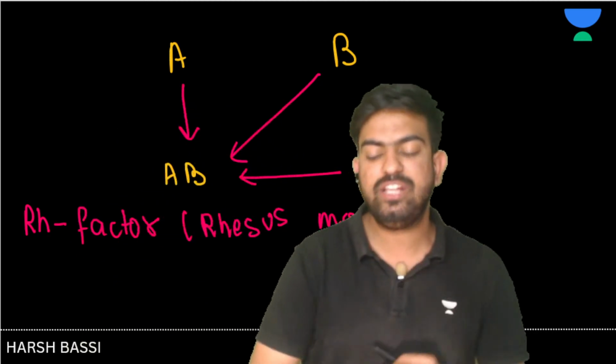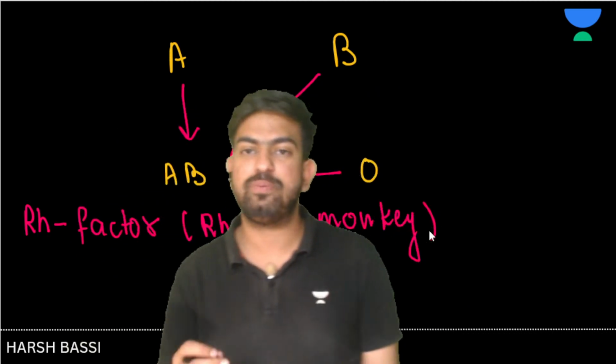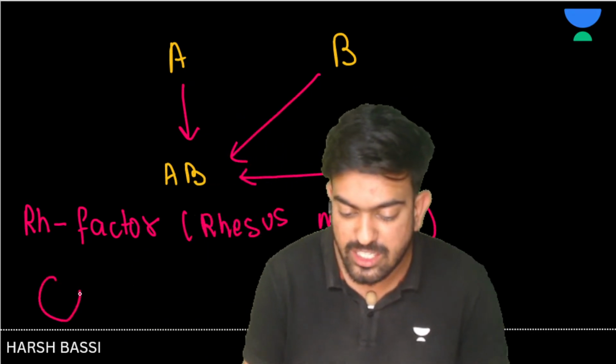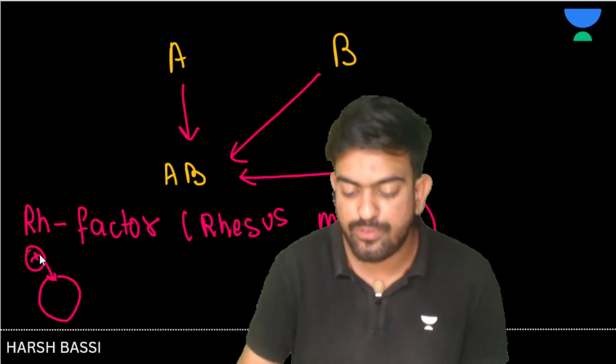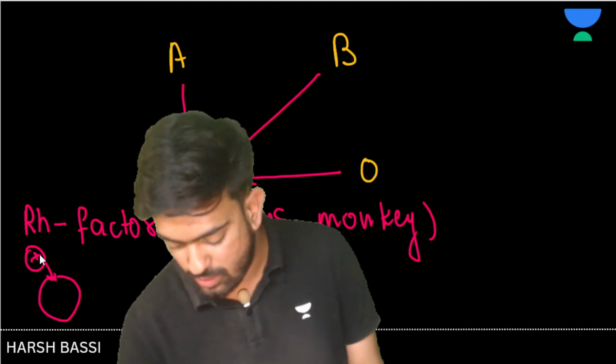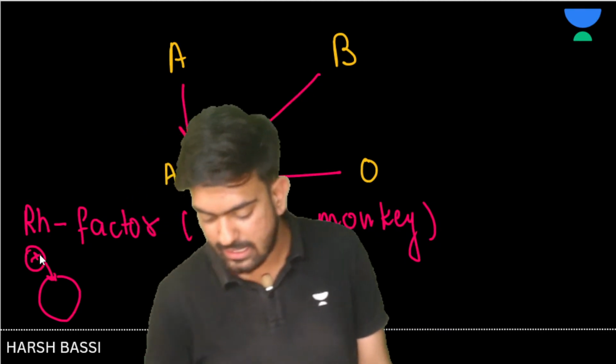Why RH, why positive, why negative? So see here. If suppose that this RH antigen represents what? This RH antigen was an antigen which was present in the rhesus monkey. Okay. So RH factor was present in the rhesus monkey. So if it is present in our RBC, we will be positive, and if it is not present, we will be negative. Okay? Yes or no? Clear?